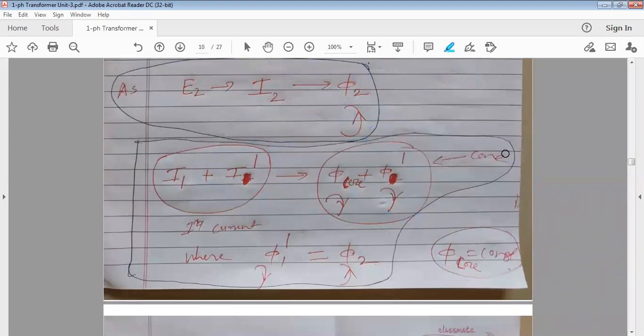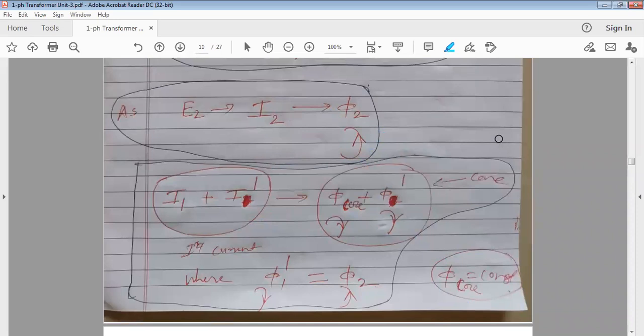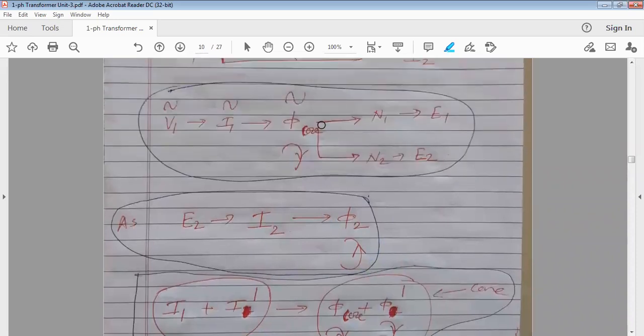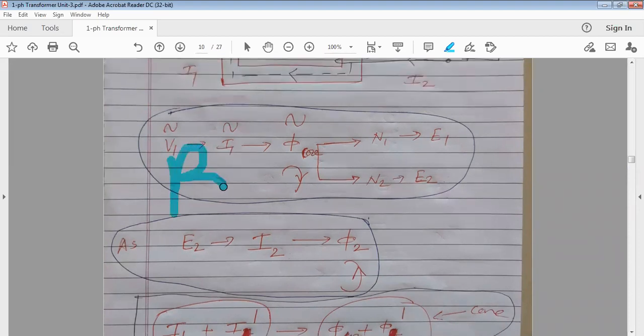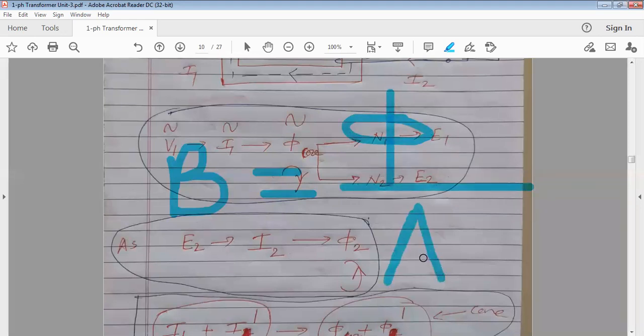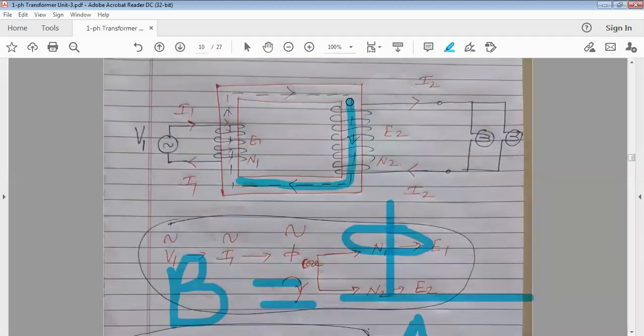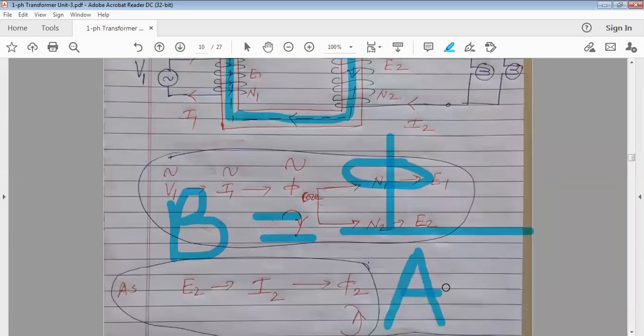Current density you have seen in 12th. What is the formula? Current per unit area is the current density. Similarly, flux density is flux per unit area. Flux density is denoted by capital letter B. Flux is denoted by the symbol phi, and the cross-sectional area of the core is capital A. Whatever this magnetic core is, take its cut section; its cross-sectional area is denoted by A. The flux flowing through this core is phi. So flux per unit area is the flux density.